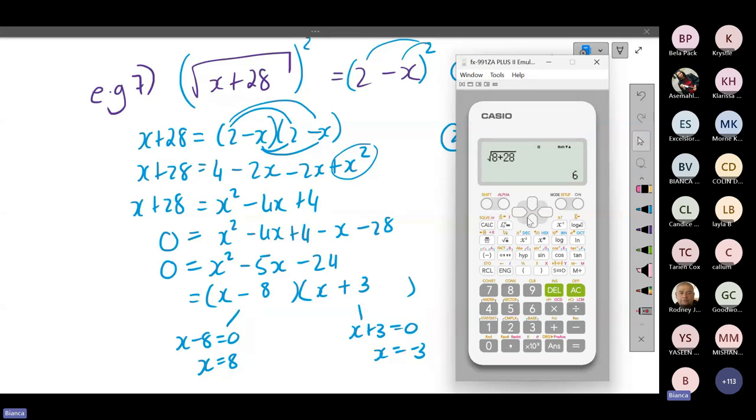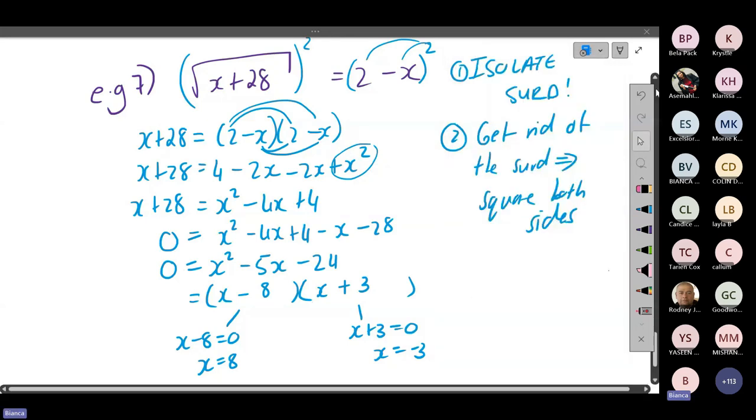Let's try it with the negative 3. We're going to say negative 3 plus 28 equals, and then we're going to say 2 minus negative 3, which gives me 5. These solutions both are exactly the same. So you cross out one solution, and now you're done.